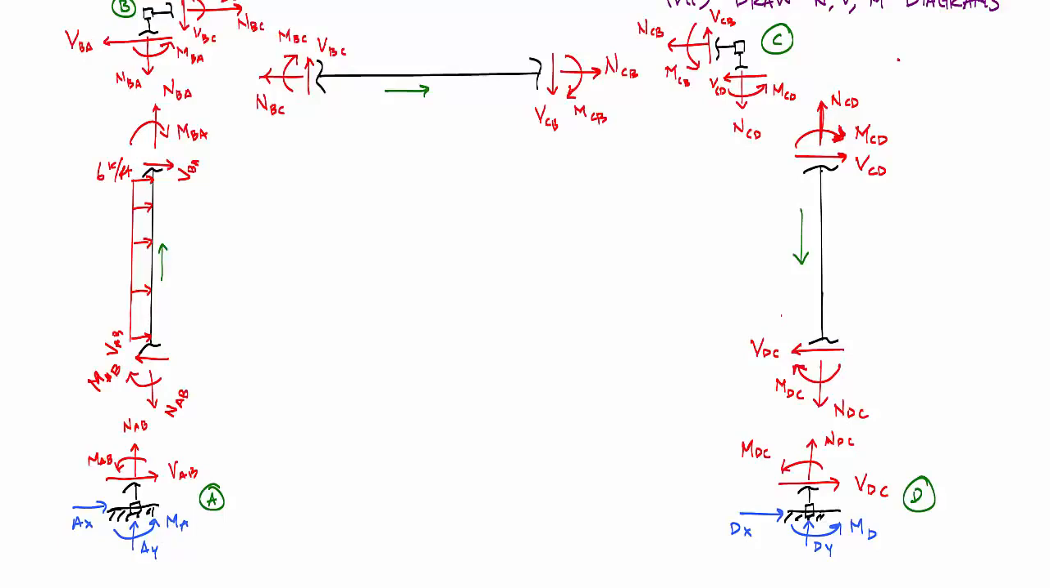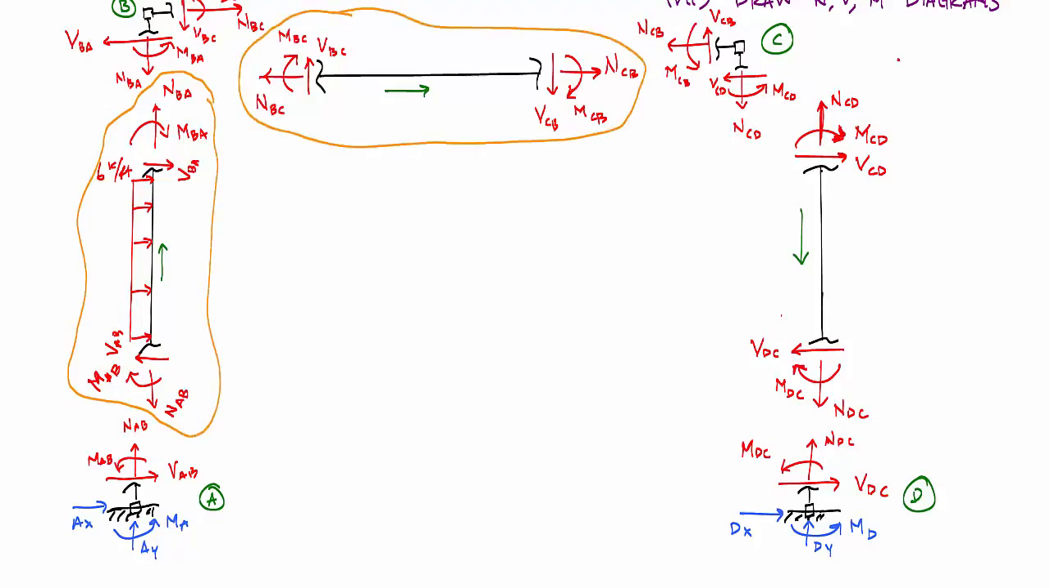Alright, so now I have an exploded view of my structure. The next thing I need to do is write out the slope deflection equations for each member. And my members are here. This is member AB, member BC, and member CD. And I'm going to have 2 slope deflection equations per member. So let's start with member AB.